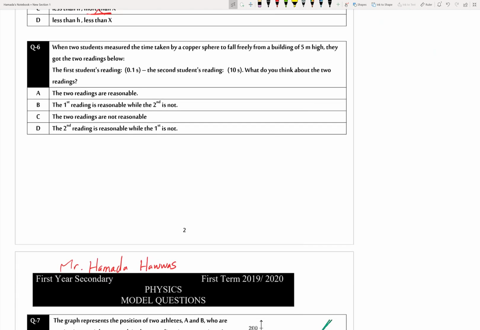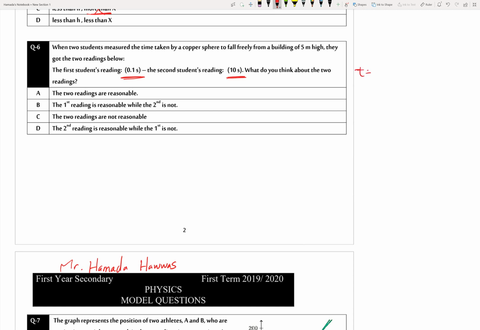When two students measured the time taken by a copper sphere to fall freely from a building 5 meters high, they got two readings. The first student's reading is 0.1 second and the second student's reading is 10 seconds. What do you think about the two readings? Before we find if they are reasonable or not, let's find the time taken. We don't have to solve it, but let's try.